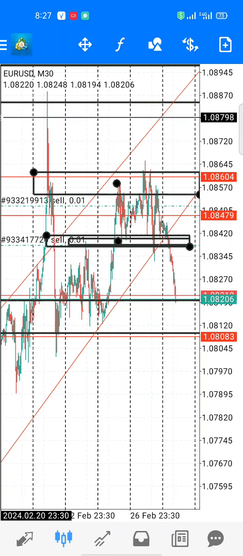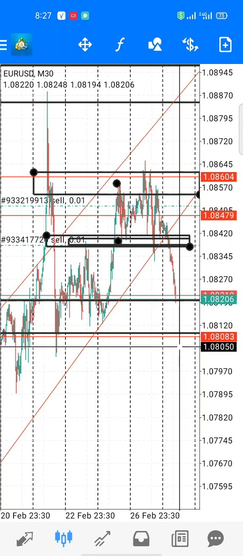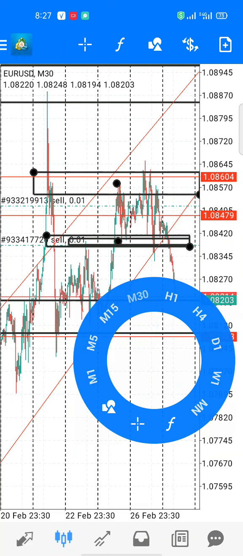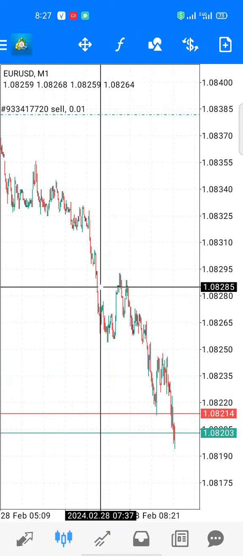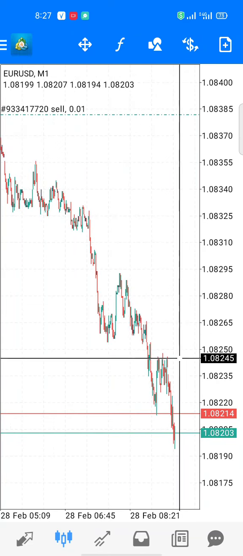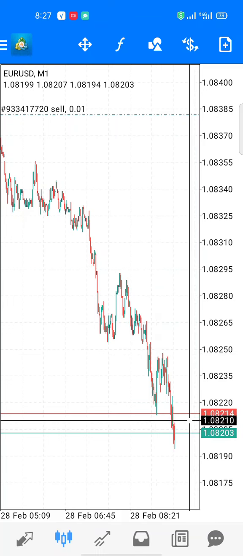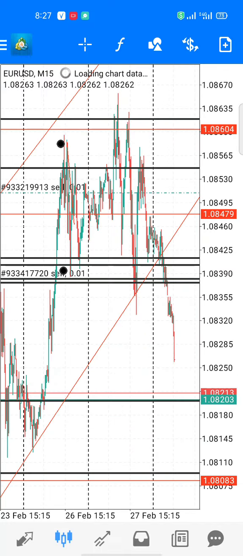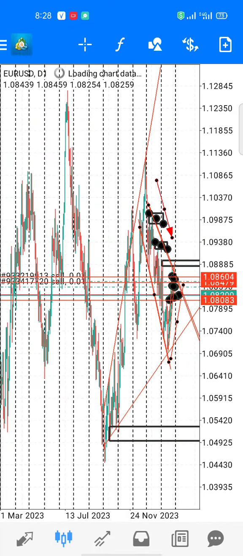So when the market reaches this zone, that is when I will not enter the market. When the market breaks this zone, you see the market is breaking. If you go over to the 1 minute time frame, you see what the market is doing. The market is trying to reject from that zone, but the key factor is pushing it down to break the zone. So let's move to the analysis.